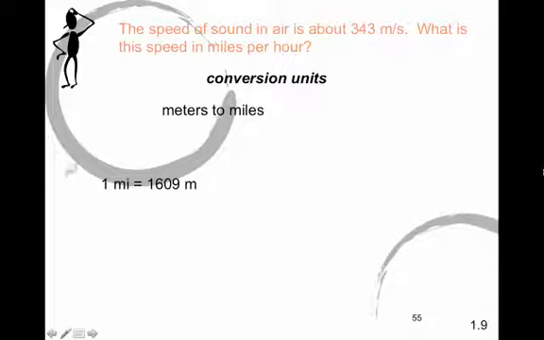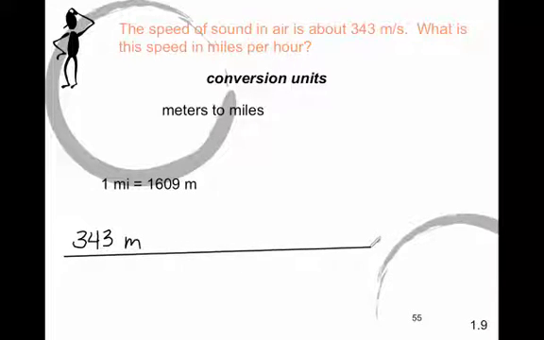So if we have 343 meters per second. Oops, let's write that differently. For derived units, if you write it meters per second, that way you can tell what units are on top and what units are on bottom. We have to convert both the meters and the seconds. It doesn't matter the order.